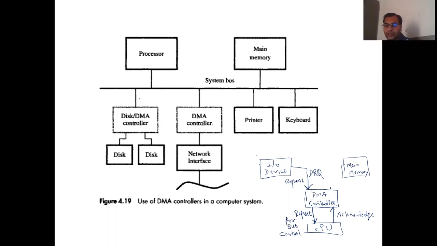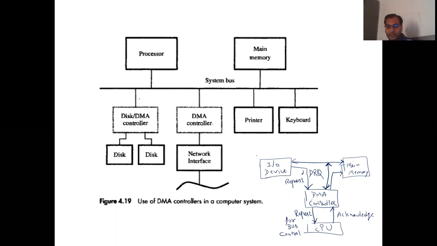As soon as it gets the signal, it is directly connected to this one. It will make a path between the IO device and all. The DMA controller will give access to the IO device, so that you can use the buses directly and interact with the main memory. This is how the process will start.